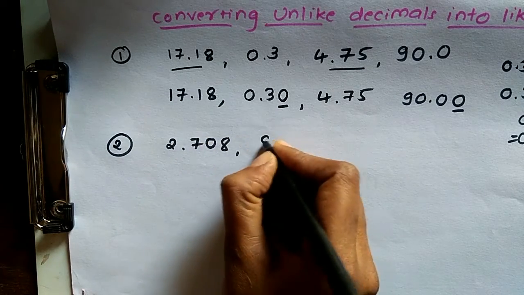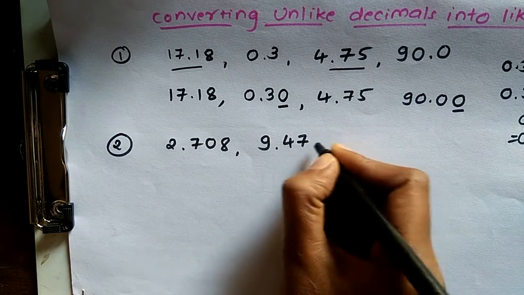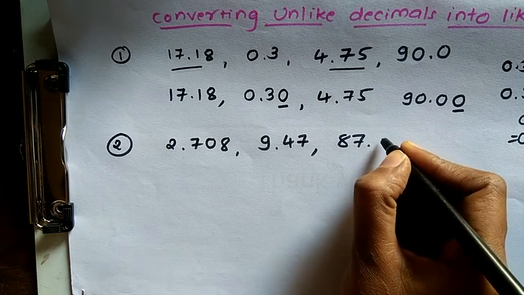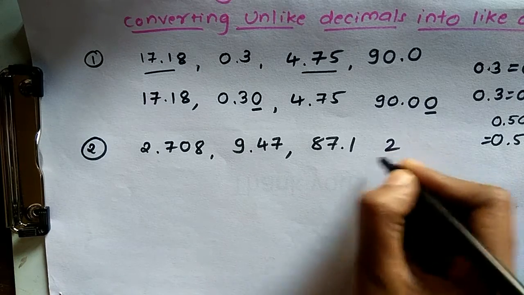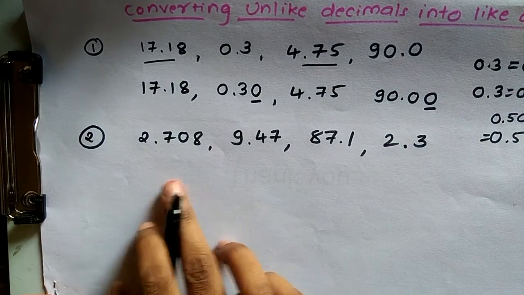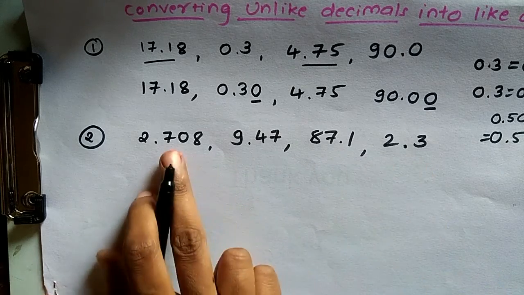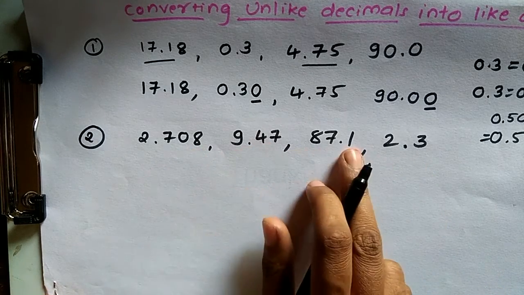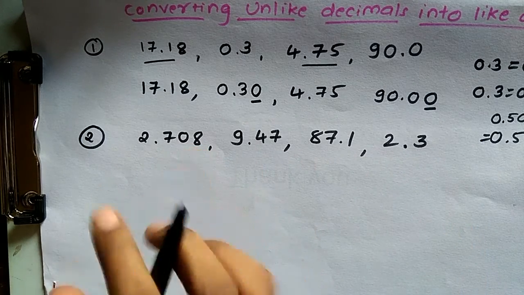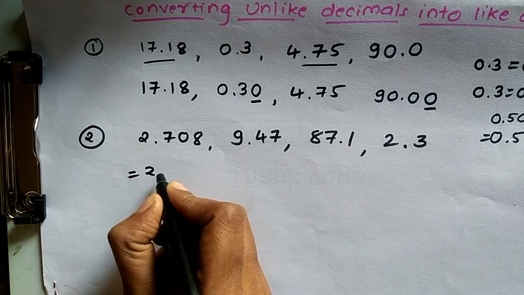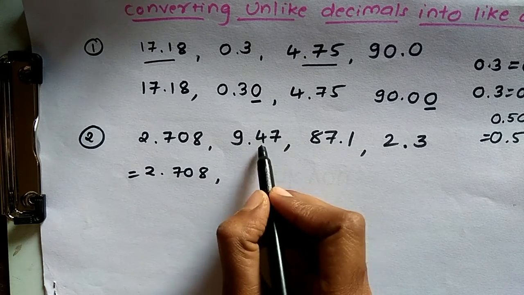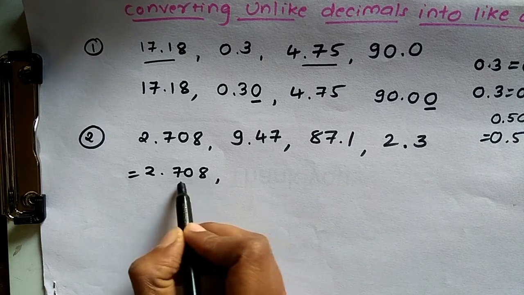2.708, 9.4947, then 87.1, 2.3. So here we can see these are the unlike decimals because we have 3 places, 2 places, 1 place and 1 place. So which is the highest places here? 3 places decimals. So this will keep as it is, and this will convert into the, we have only 2 places, we have to convert to the 3 places.